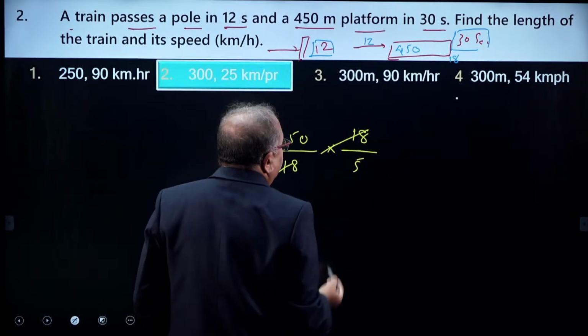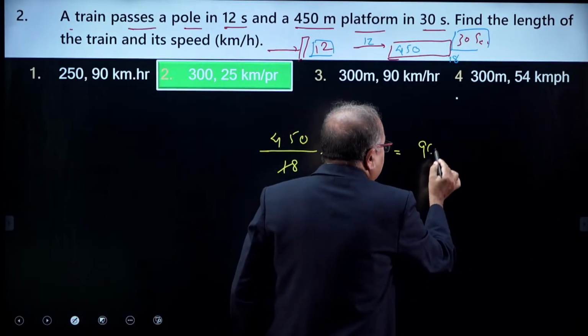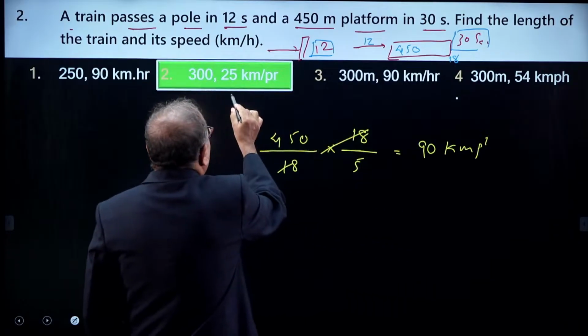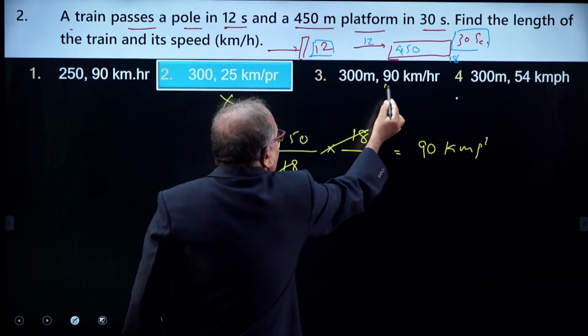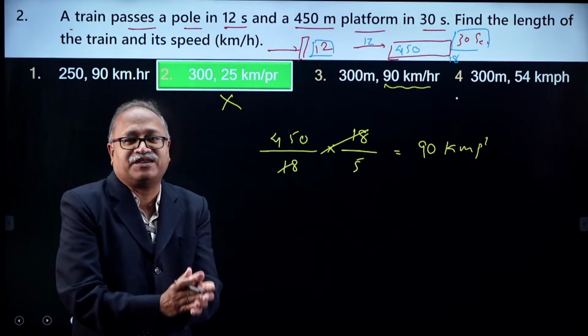As 18 and 18 get cancelled, 5 nines are 45, so that is 90 kilometer per hour. You are right over here. So, here is 90 kilometer per hour. Yes, student is better than teacher.